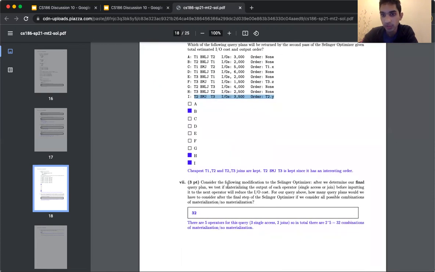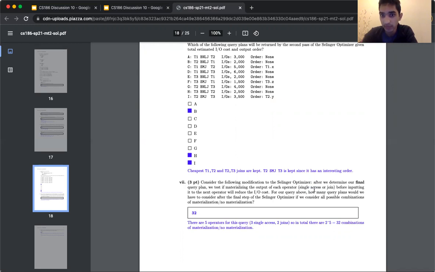Okay, the next question is saying, consider the following modification to the Selinger optimizer. After we determine our final query plan, we test materializing the output of each operator before inputting it to the next operator, to see if it reduces the IO cost. And each operator is considered either a single access or a join. So for the query above, how many query plans would we have to consider after the final step of the Selinger optimizer? Okay, so how many single accesses do we have and how many joins do we have?